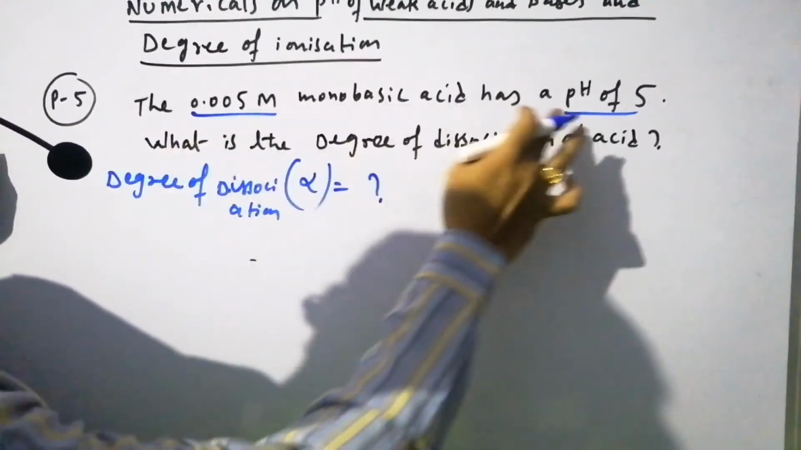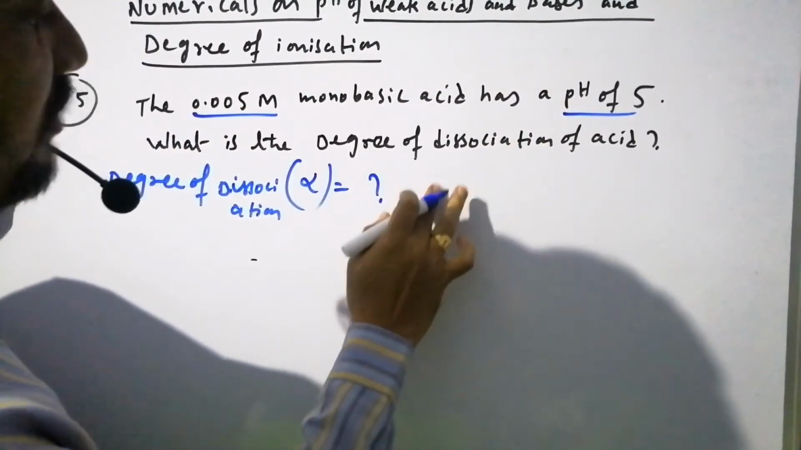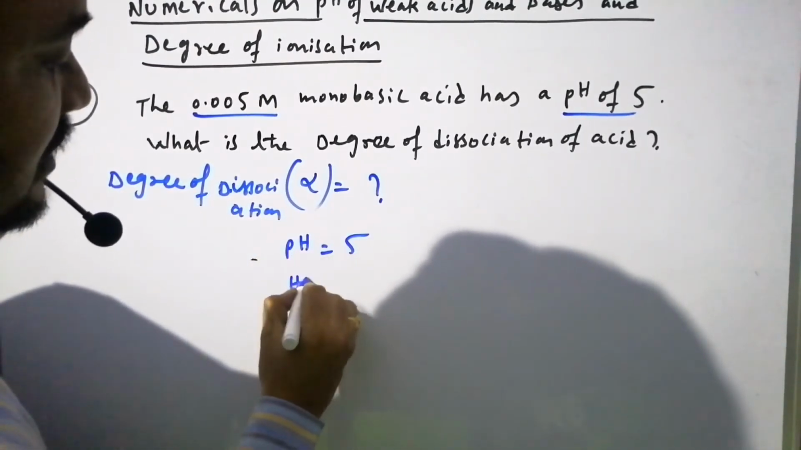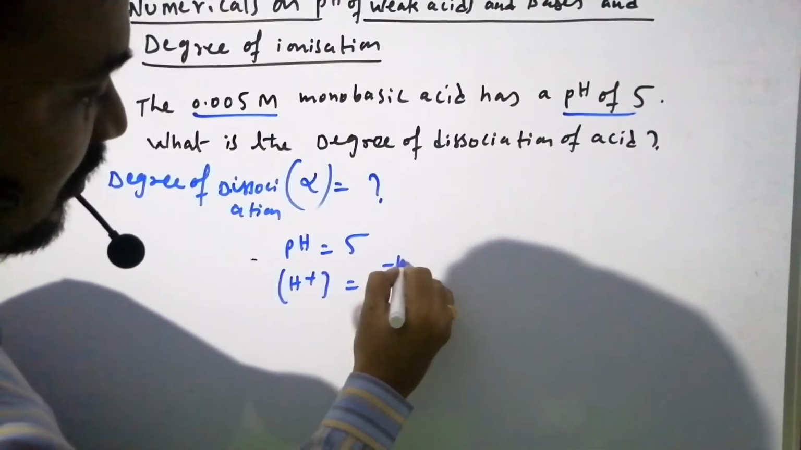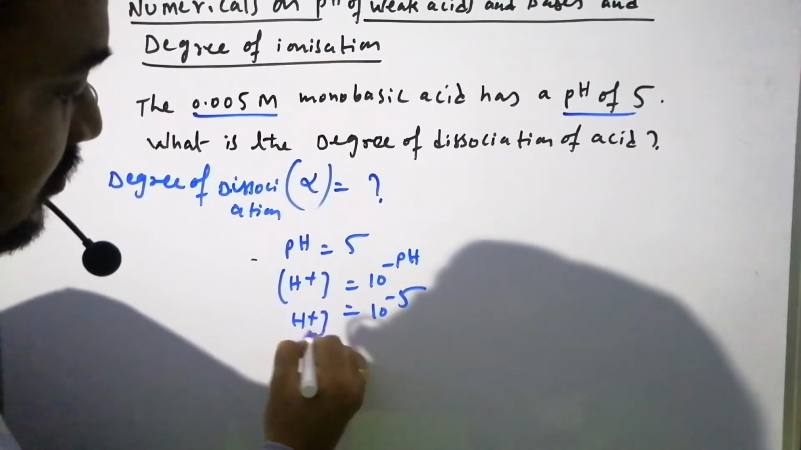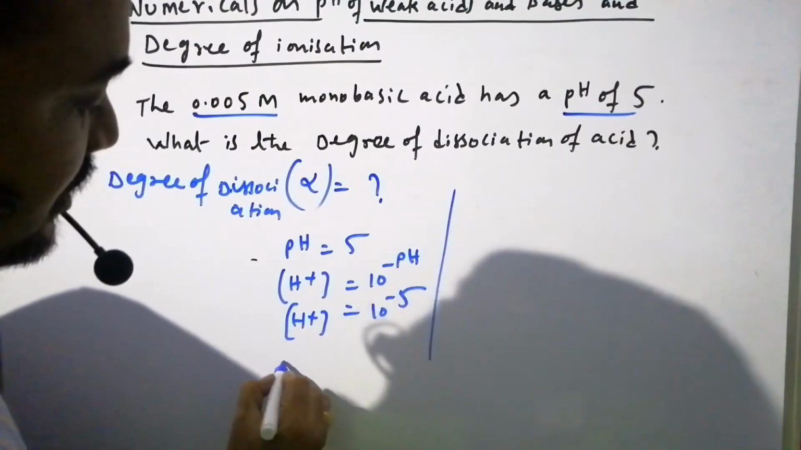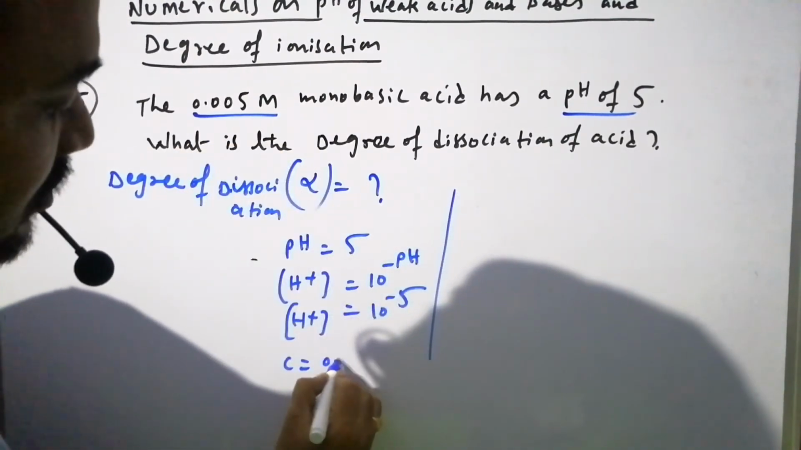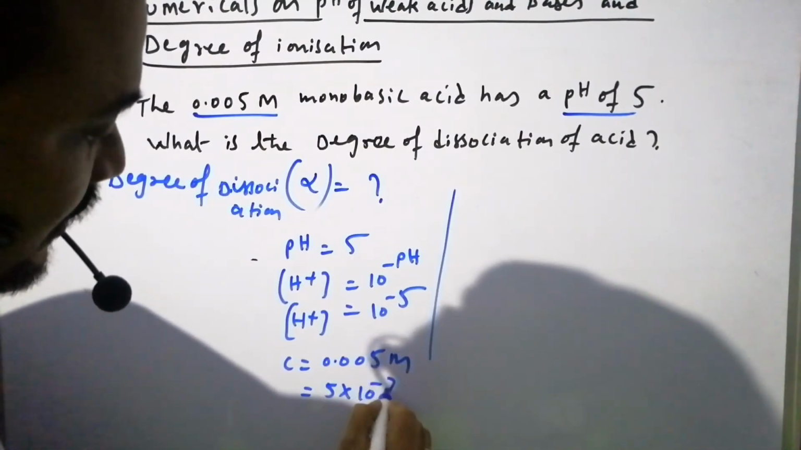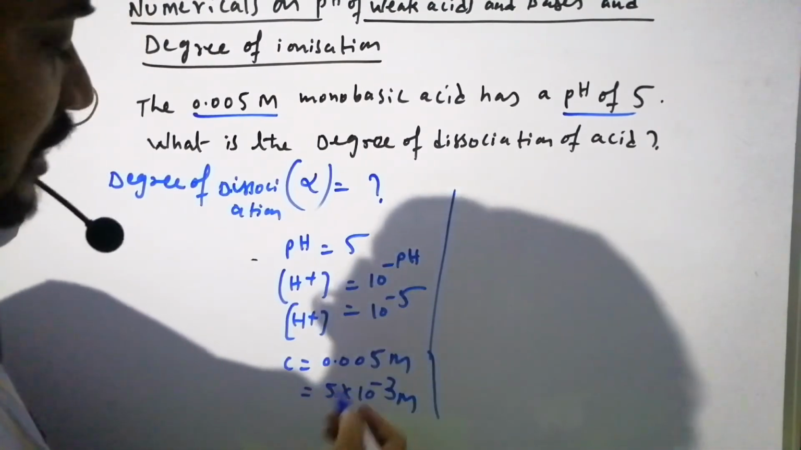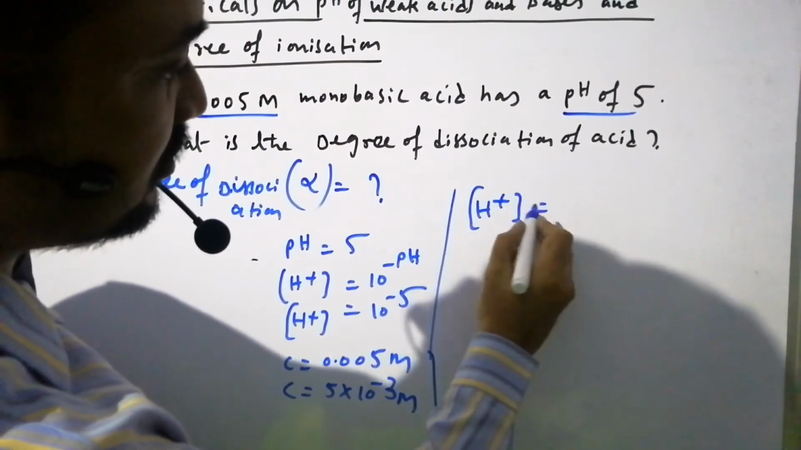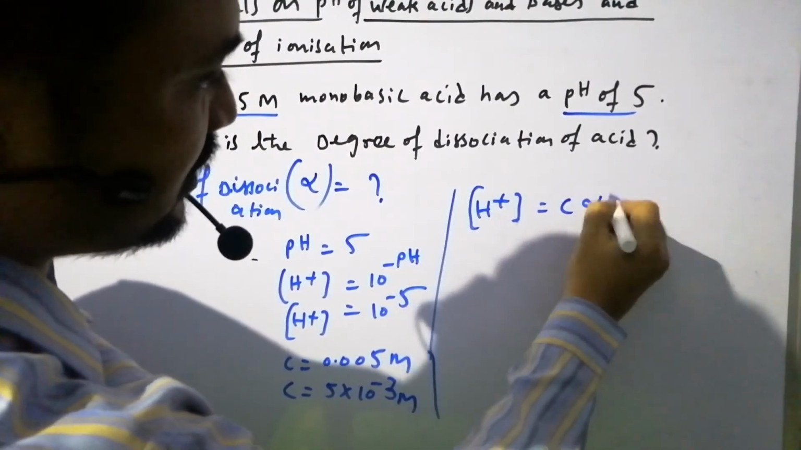Here, by using pH value, we should find out H plus concentration. pH is equal to 5. That means H plus concentration is equal to 10 power minus pH. That is equal to 10 power minus 5. Okay. Next, concentration was given. Concentration is equal to 0.005 molarity. That is converted into 5 into 10 power minus 3 molarity. Already we know H plus concentration is equal to C alpha.